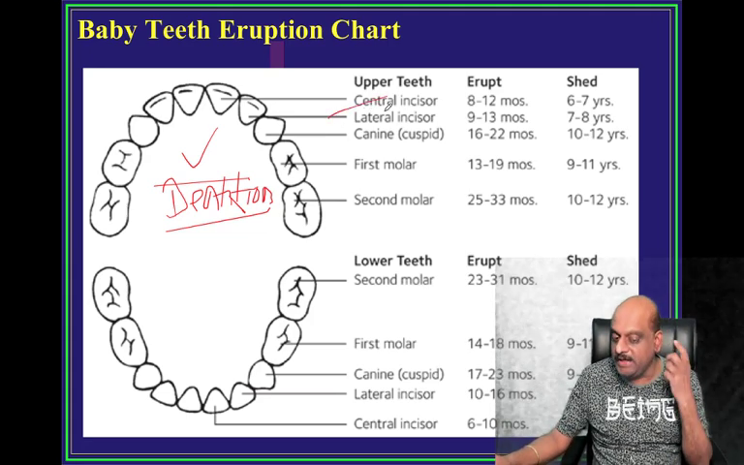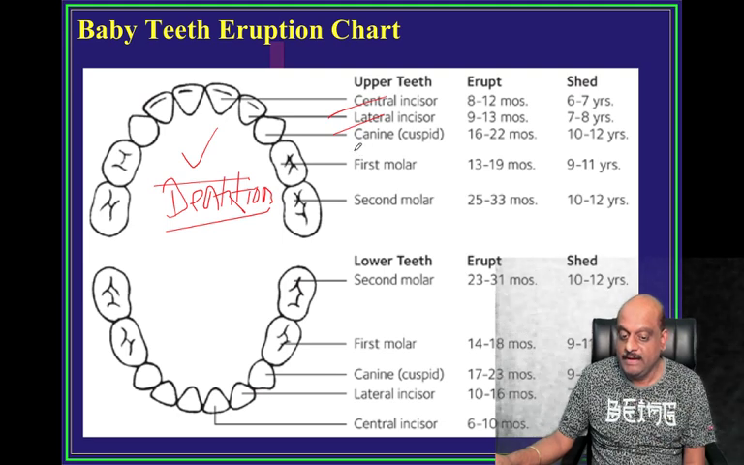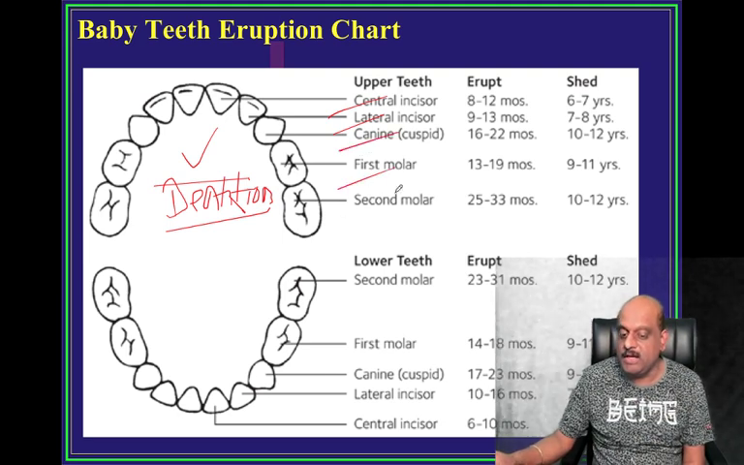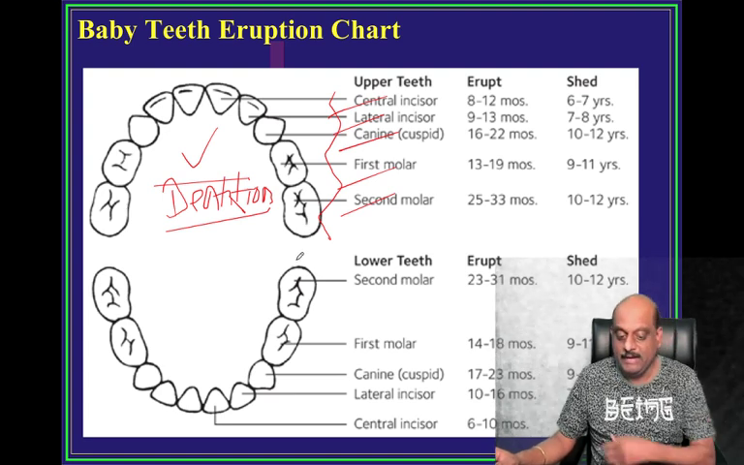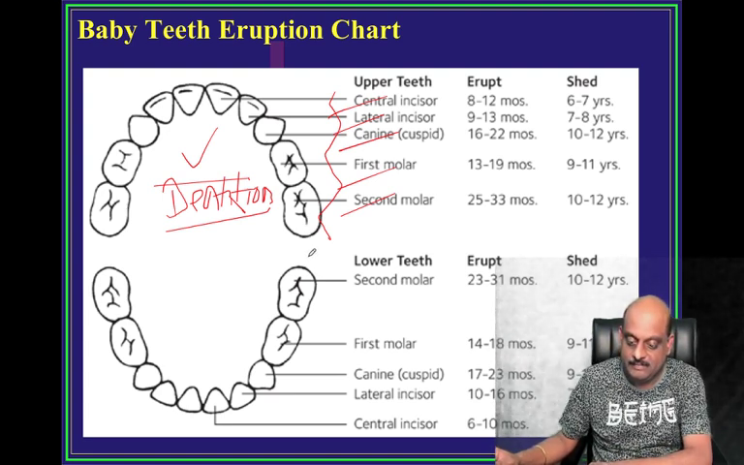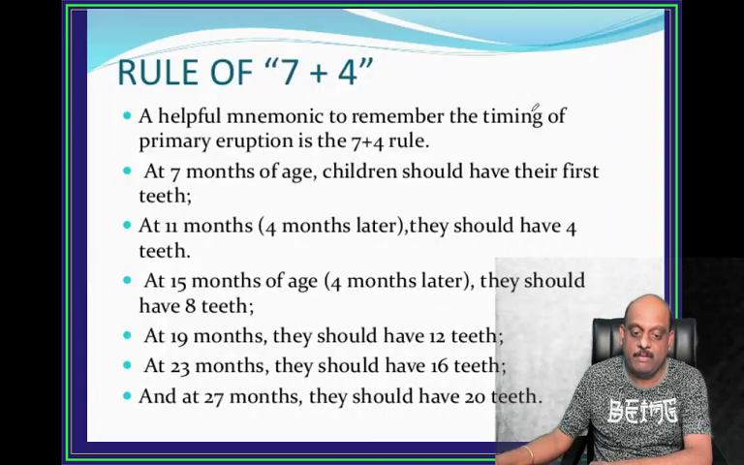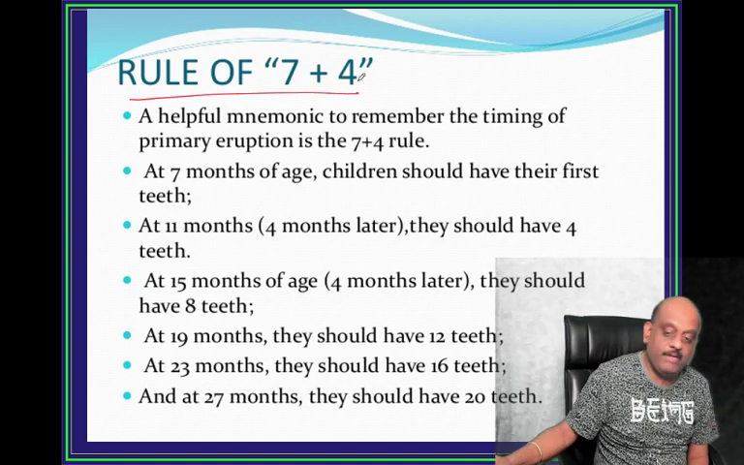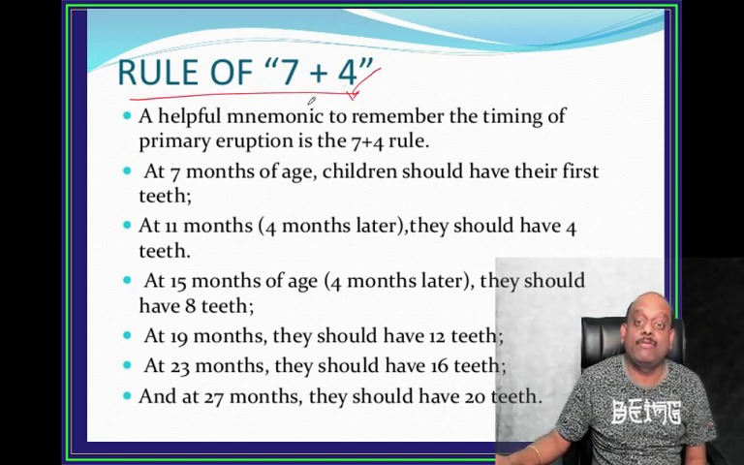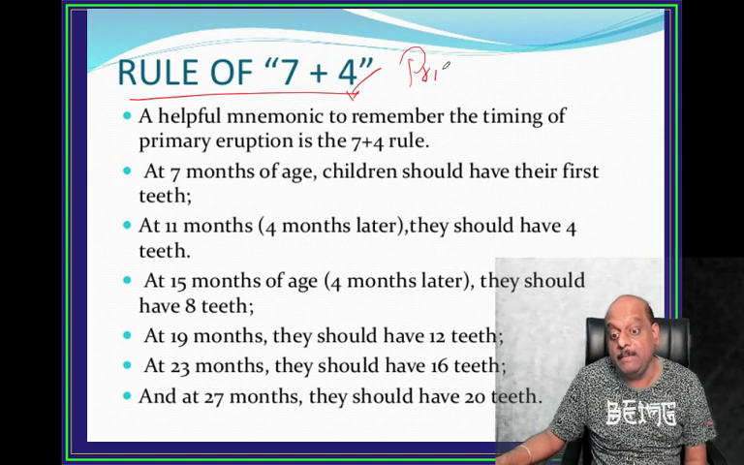Central incisors, lateral incisors, canine, first molar, second molar is the order typically. And when do they erupt? When do they shed? You should be very sure. Now, what is the rule of 7 plus 4? A very easy mnemonic to remember the timing of eruption of primary teeth.